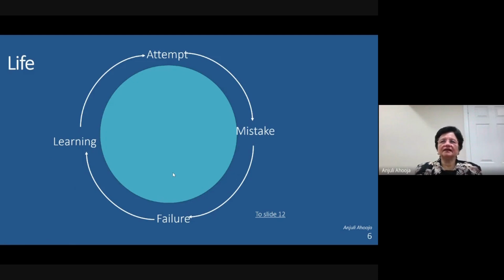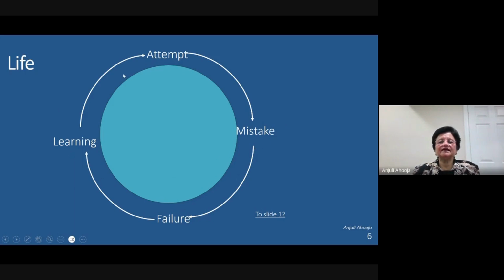Now, let's look at the second thing for design thinking. Life is about, if I start from the top, attempting something and then making a mistake, which may lead to a failure. But we always tell our students and we always tell ourselves that failures are not wrong things. Mistakes are not wrong. We should be taking risks. If a failure happens, we should learn from it. And after we learn, we make another attempt.